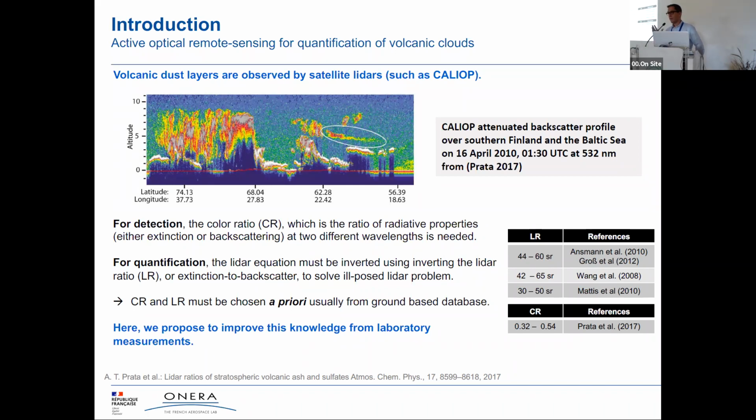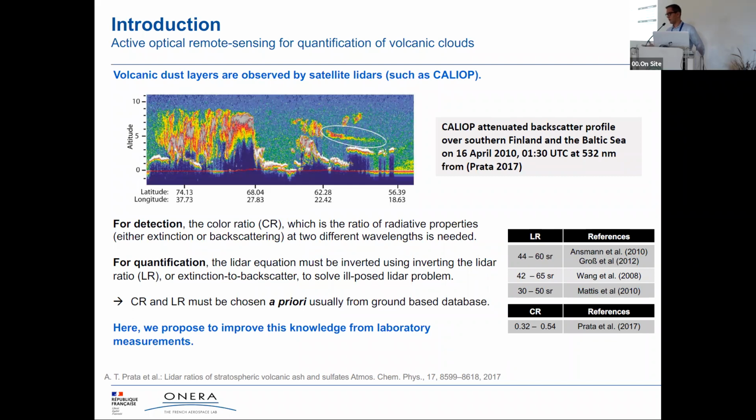So basically, when we measure LiDAR signals, we need to assume that we know the color ratio and the LiDAR ratio of the aerosol that we are detecting. So to do that, those color ratio and LiDAR ratio must be chosen from different databases that come from measurements from ground-based LiDAR and also from modeling.